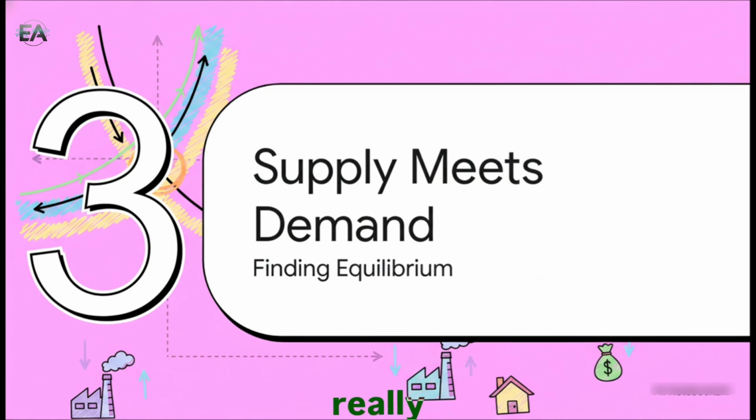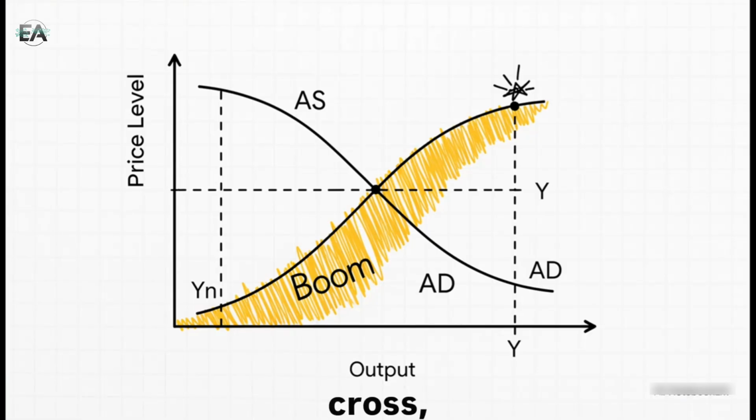And now for the really fun part. We get to put our two curves together and see how the whole economy actually finds its balance. So where the two lines cross, that's it. That's our short-term equilibrium. It determines the output and the price level for the economy right now. But look closely.